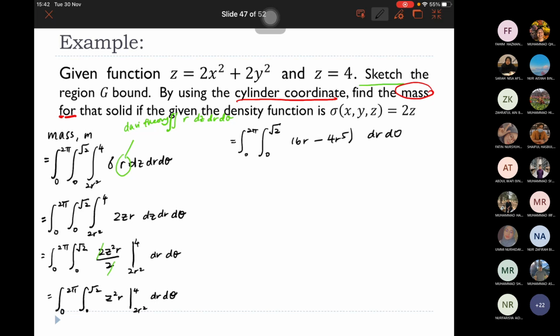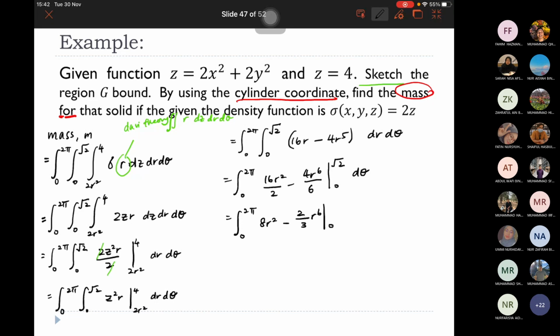dr d theta. So akan dapat integrate 0 sampai 2 pi, 16 R squared per 2 tolak 4 R kuasa 6 per 6, 0 sampai sed 2 d theta. Okay. 8 R squared tolak 2 per 3 R kuasa 6 d theta. Okay. Sed 2, 8 kali 2, 16 tolak 2 per 3.